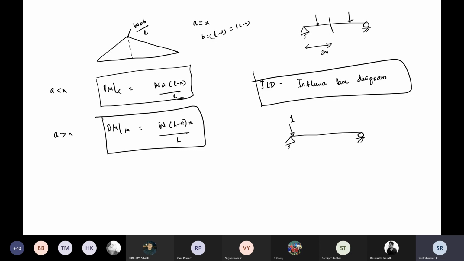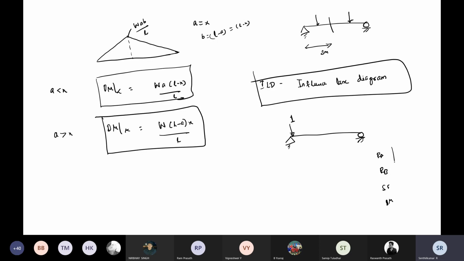When I'm applying the unit load from left to right, what will be my reaction RA? What will be my reaction RB? What will be my shear force? What will be my bending moment? At from 0 to L.